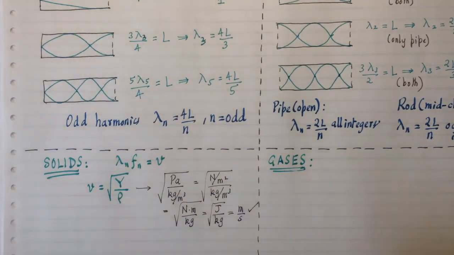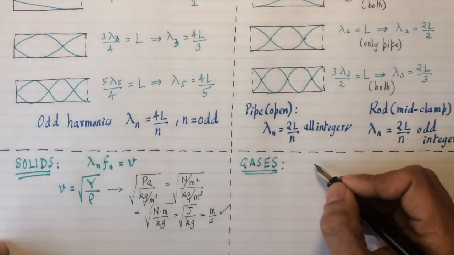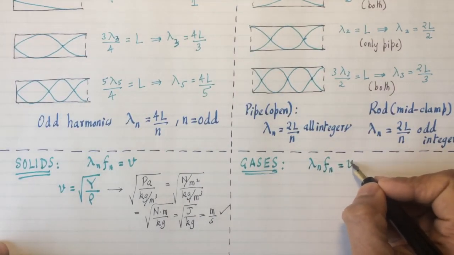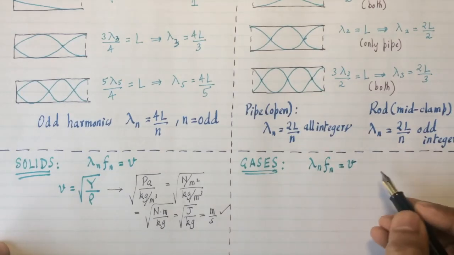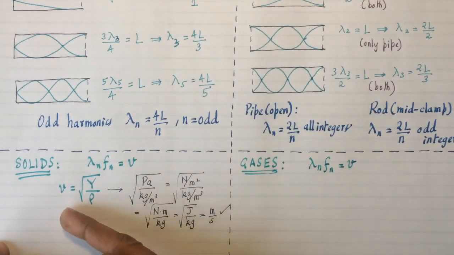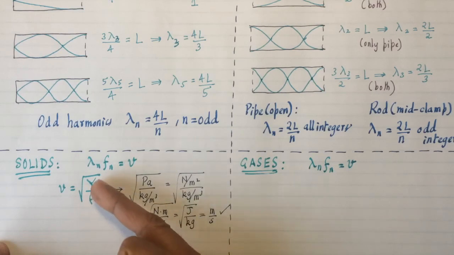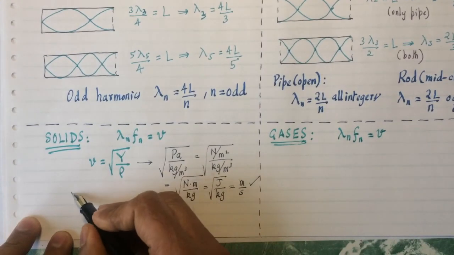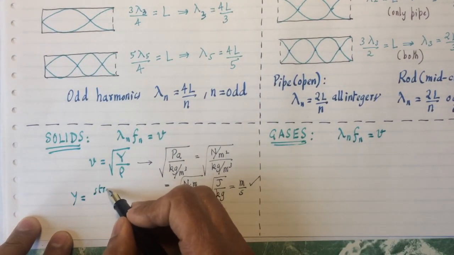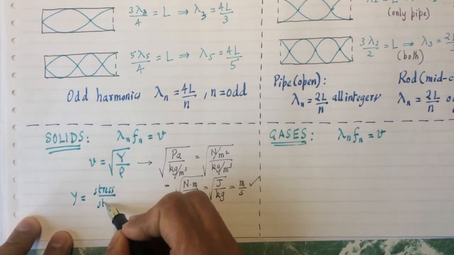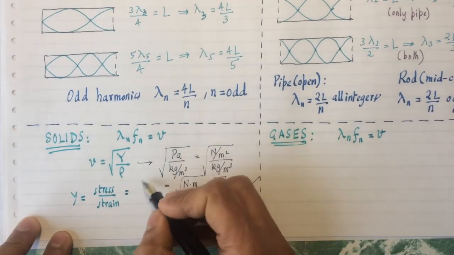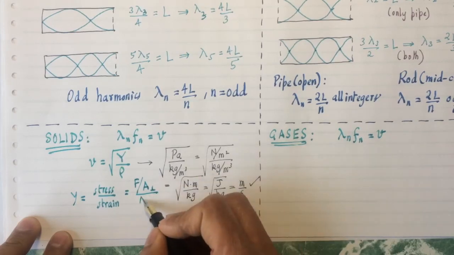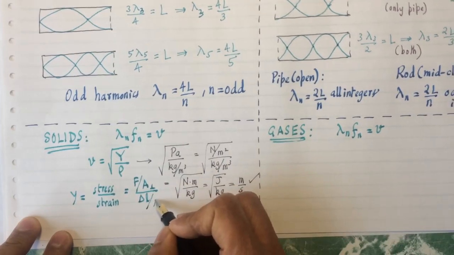For the gases, you're going to get, again, the wave relation, lambda_n f_n equals v, which will tell you what kind of frequencies you're going to get. The speed of sound in a gas, though, is given by a formula that's different than this. Young's modulus, if you remember from the earlier video on stretching the cable, was defined as stress over strain. And stress itself was defined as the force per perpendicular cross-sectional area, and the strain was defined as a change in length divided by the original length.